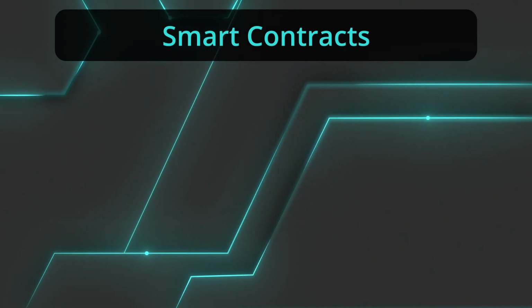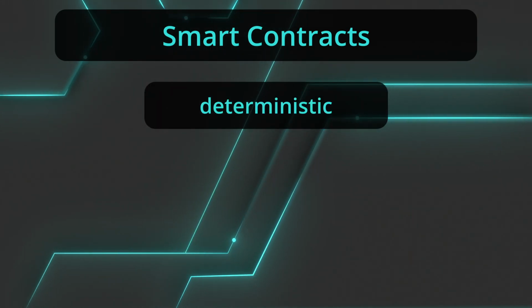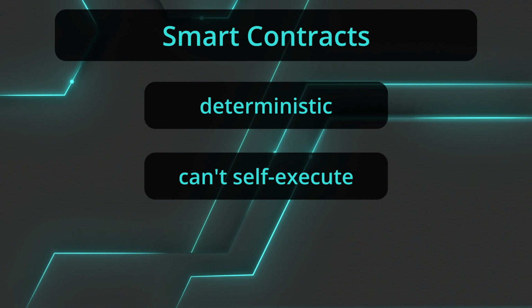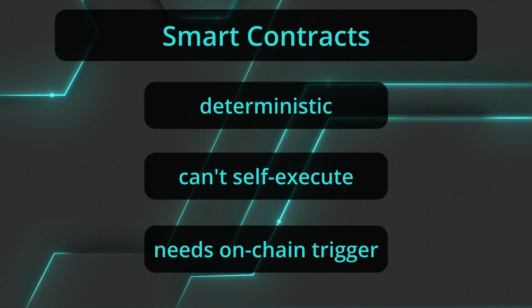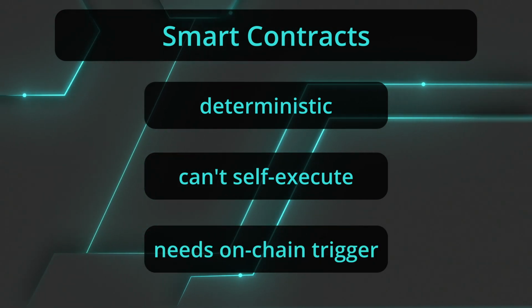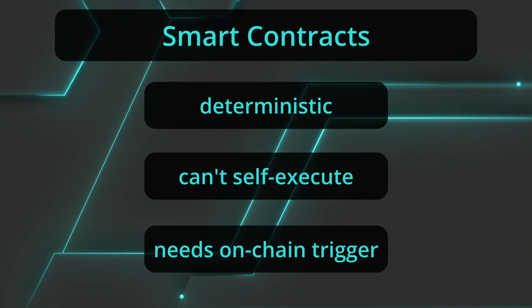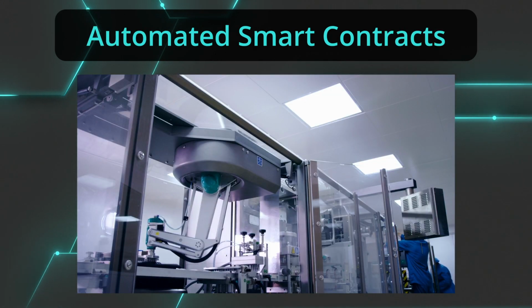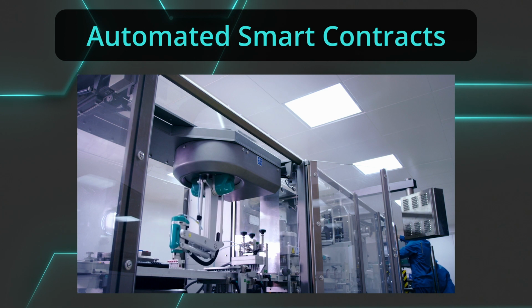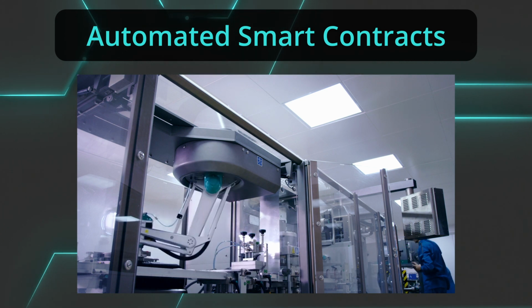Smart contracts are deterministic programs that run on blockchains. However, they are not self-executing, meaning their code will not run and make state changes on a blockchain until triggered by an on-chain transaction. To fix this issue, it is very common nowadays to automate the execution of the smart contract's function based on different parameters.